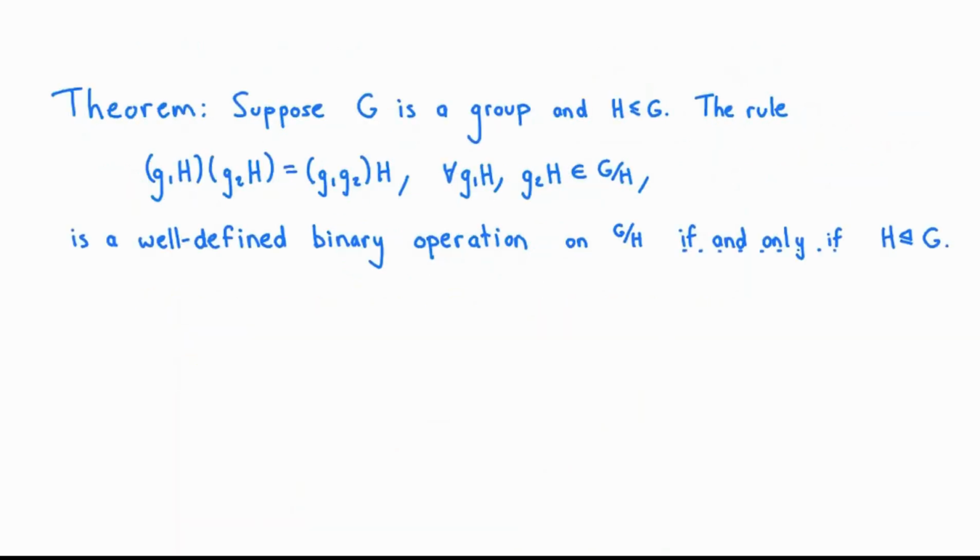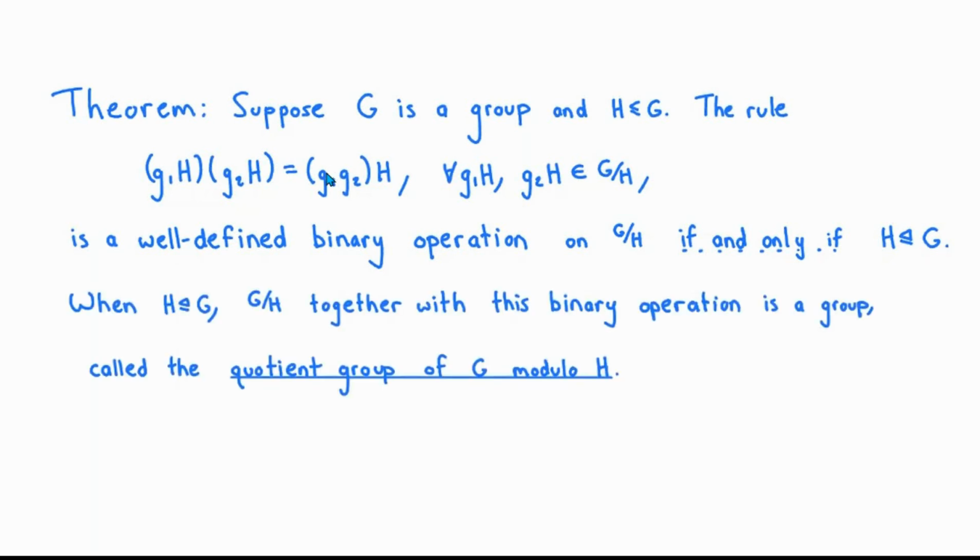Well, that brings us to the main theorem and the main definition in this video. The main theorem is that if G is any group and H is a subgroup, then multiplication of left cosets in the left quotient space of G modulo H by multiplying the corresponding representatives gives rise to a well-defined binary operation on the quotient space if and only if H is a normal subgroup of G. This is the main reason, as we indicated before, why normal subgroups of a group are important objects.